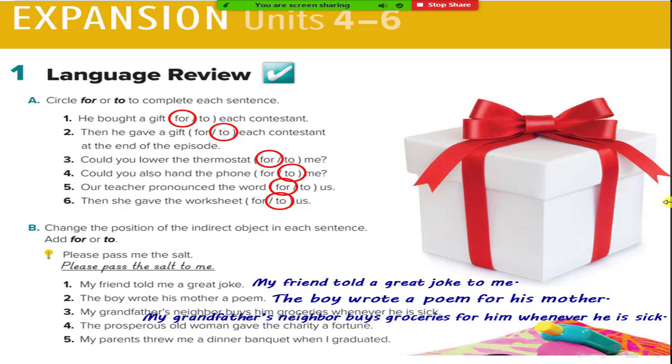Number 4. The prosperous old woman gave a fortune to the charity. To or for? To the charity. Yes, thank you. The prosperous old woman gave a fortune to the charity.